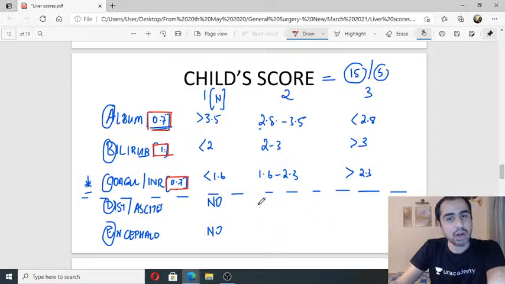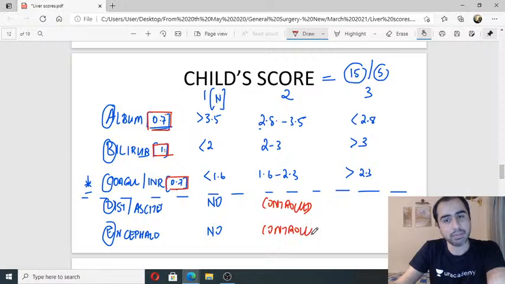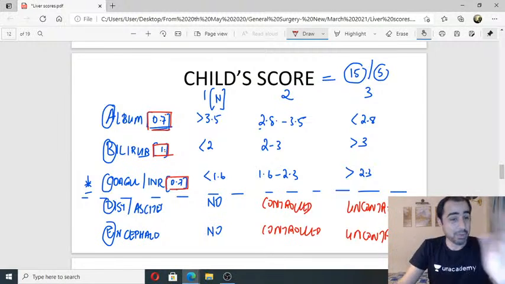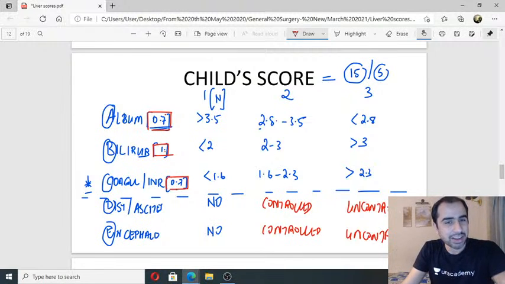Ascites: none, ascites which can be medically controlled, I am sure you know this. Encephalopathy: none, which can be medically controlled, and uncontrolled or refractory. That gives you your Child score. 3 plus 5 is 8, 5 minus 3 is 2. बाप रे, कितने नंबर याद रखेगा?